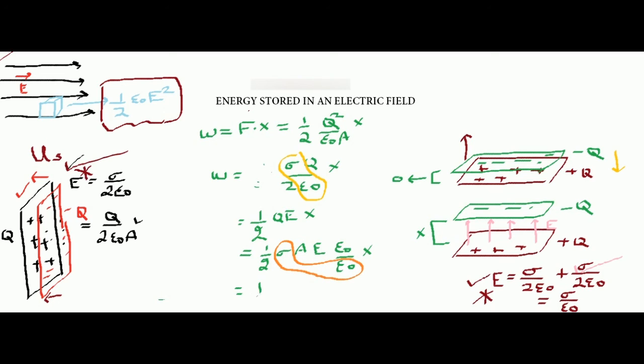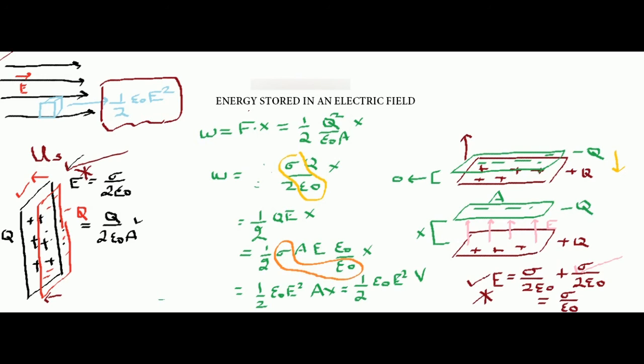So what do you get in the third step? You get half epsilon naught E square multiplied with A into x. Can you tell me what is A into x? A is the area of the sheet and x is the distance. So A into x is the volume inside the two sheets. So total work done is half epsilon naught E square into volume.